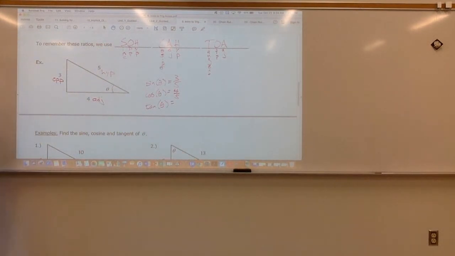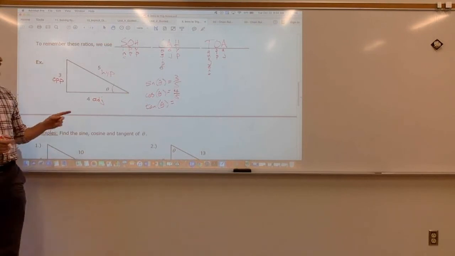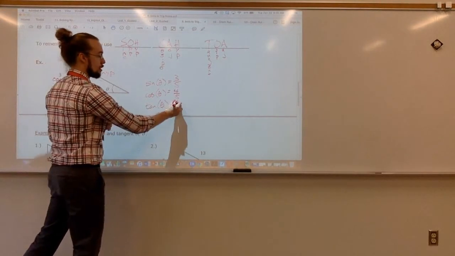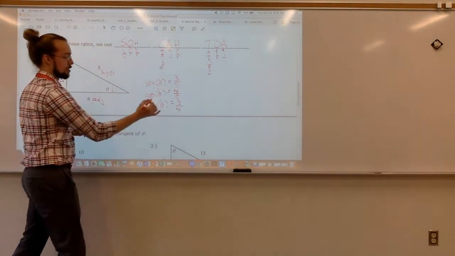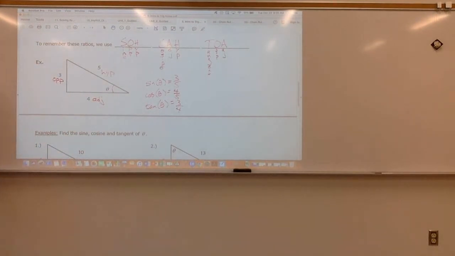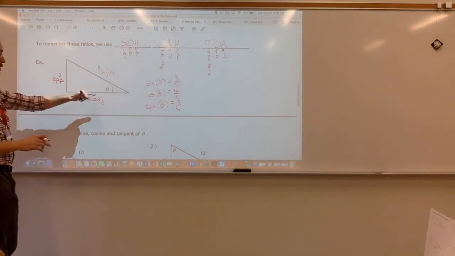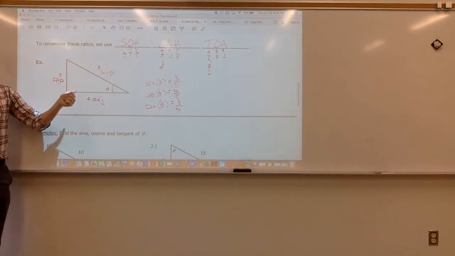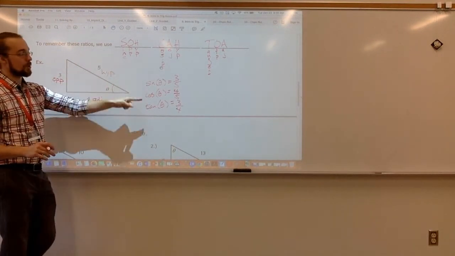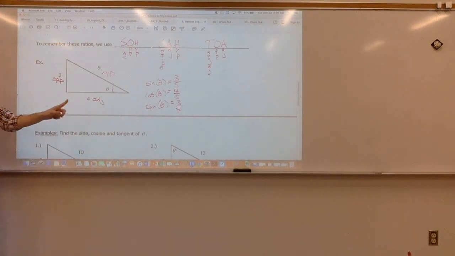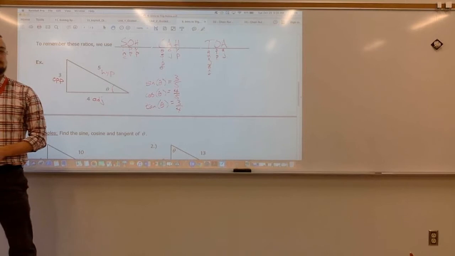What would my tangent be here? Tangent would be 3 over 4. Okay? So sine is just the ratio of the opposite over the hypotenuse. Cosine is the adjacent over the hypotenuse. And tangent is opposite over adjacent. Questions so far?